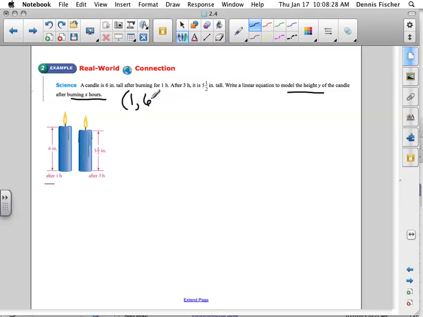1, 6. My next point says after 3 hours, it's 5.5 inches tall. 3, 5.5. What do I have now? I have 2 points. Find me the slope. Find me the equation. I'll give you a second. Find me the slope. Change of y over change of x.